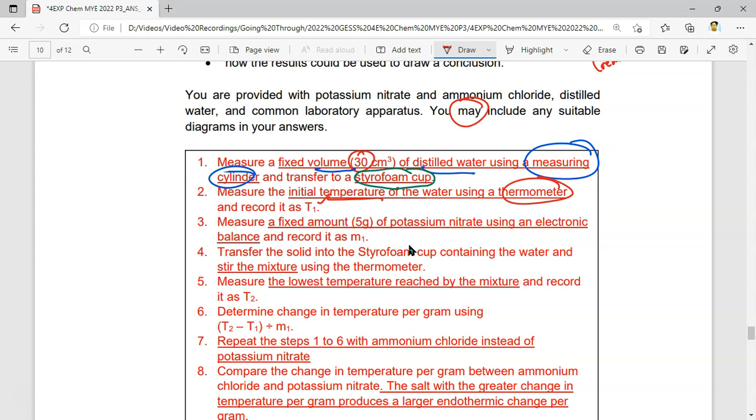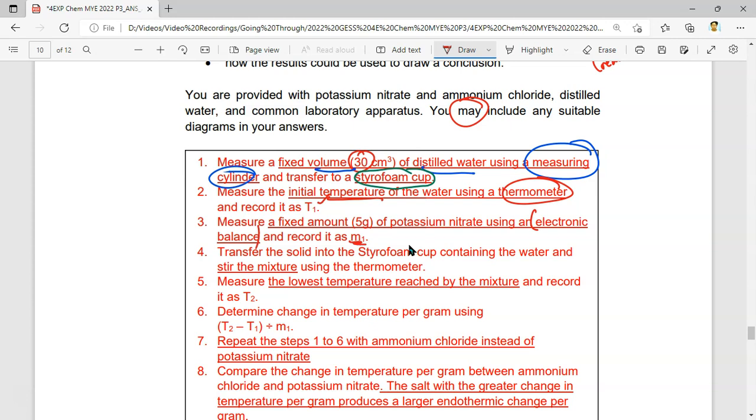Now, some of you say put the solid first, then you measure temperature. Normally when you measure temperature, you don't measure the temperature of the solid. You measure the temperature of the solution, the liquid. So start with the water first. Just take note, measure the temperature of the water. Next, I measure a fixed amount of salt using an electronic balance and record it as M1.